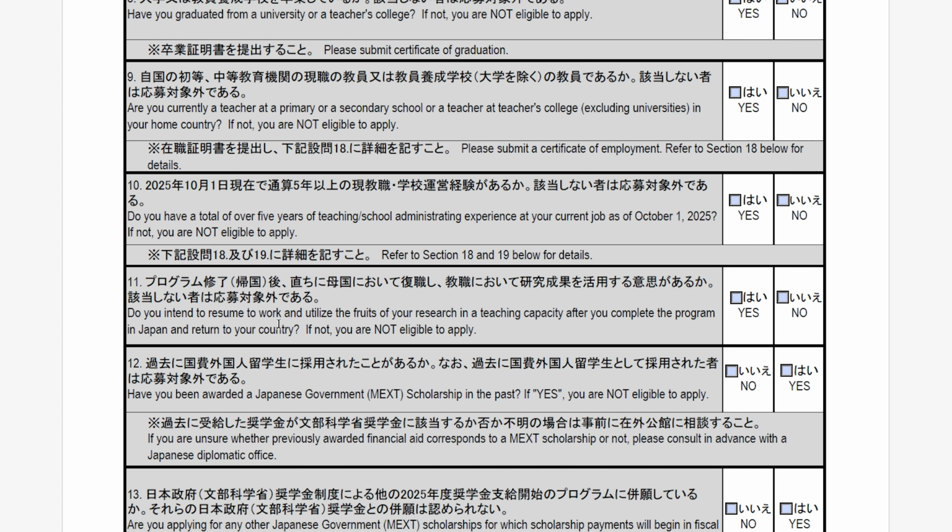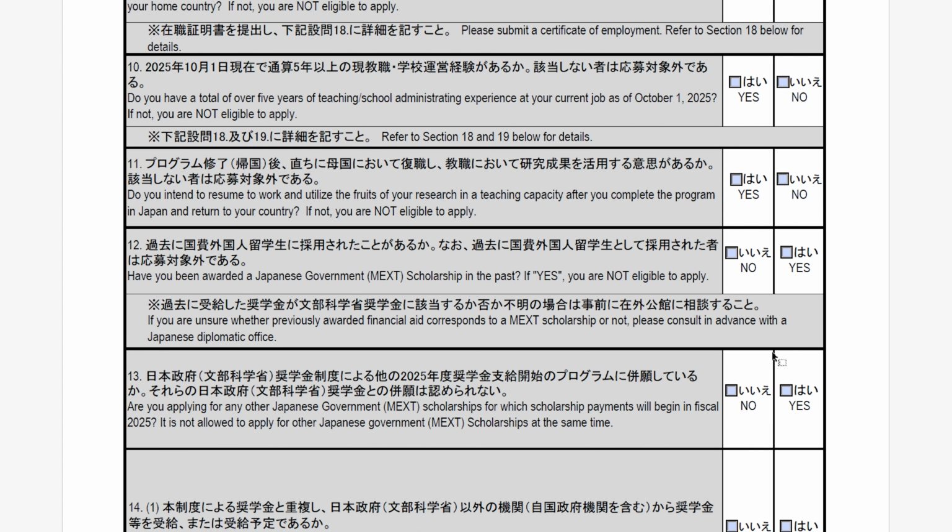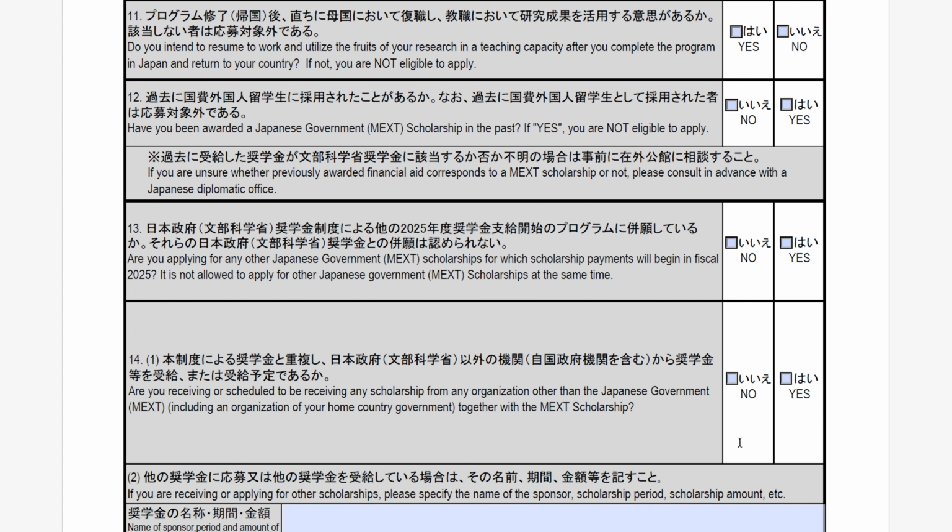Do you intend to resume work and utilize the fruits of your research in a teaching capacity after you complete? Normally put yes, because they want you to go back to your country after you finish. It's okay if you want to stay here, but if you have not found anything to do here, they won't keep you, so they will need you to go back. So please consider that.